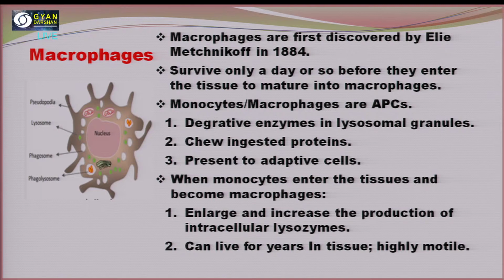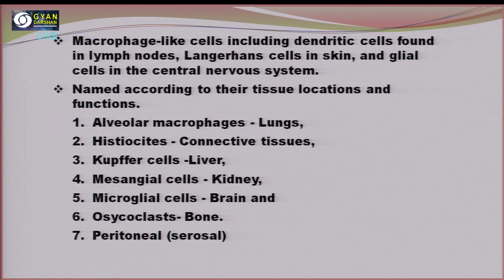They have the monocytes and macrophages. When monocytes enter into the tissues and become macrophages, they enlarge and increase the production of intracellular components. They can live a year in the tissues and are highly motile. So these are the qualities of the macrophages.